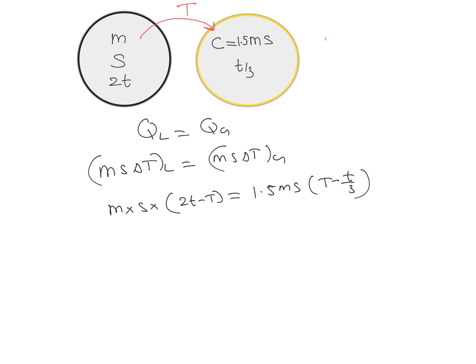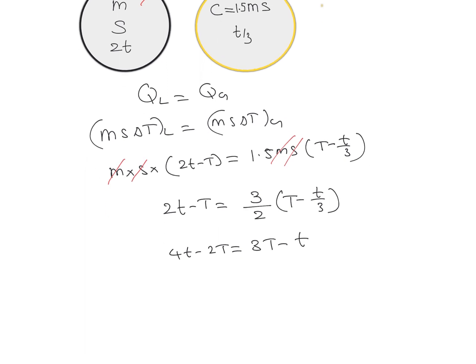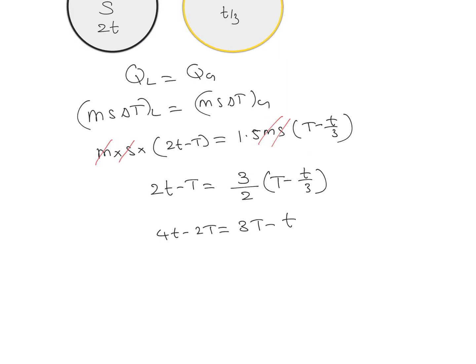Now we can find out the value of capital T over here. This ms over here and this ms over here get cancelled. So we can write this as 2T minus capital T is equal to 1.5, which is 3 by 2, into capital T minus T divided by 3. So we can write this as 4T minus 2 capital T is equal to 3 capital T minus T, multiplying it by 2 and then 3.